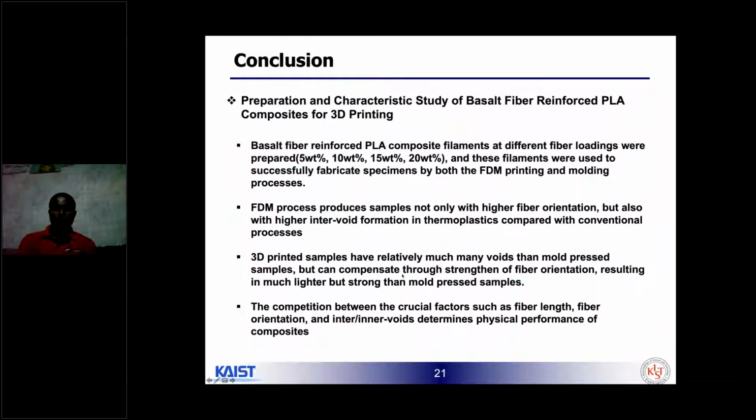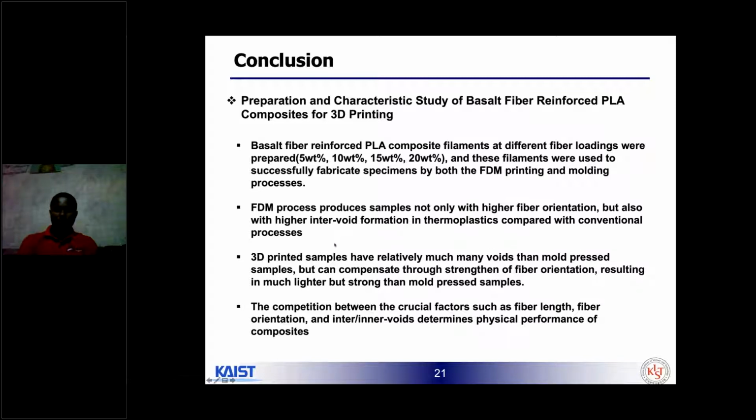In summary, our major findings of the presented study are as follows. We prepared a budget fiber reinforced periodic composite at different fiber loading and successfully fabricated specimens using both FDM printing and mold process. The FDM process produces samples not only with high fiber orientation, but also with high inner void formation throughout the composite compared with the conventional process.